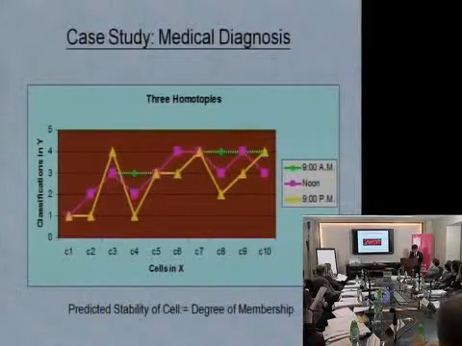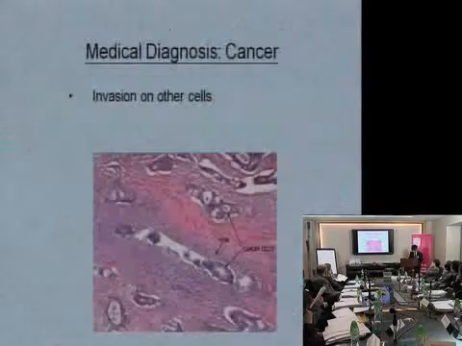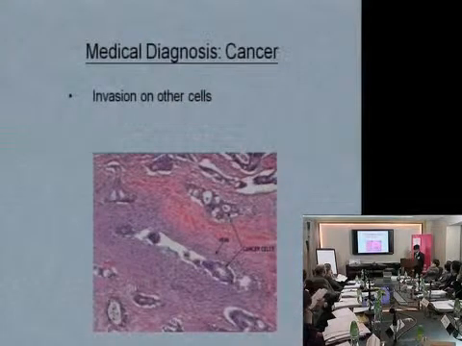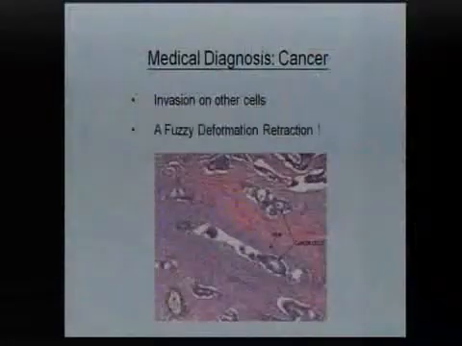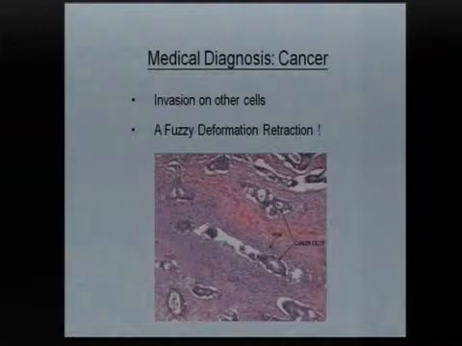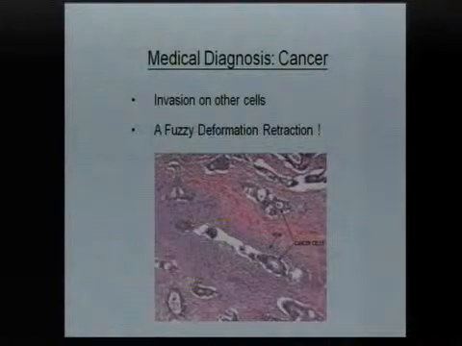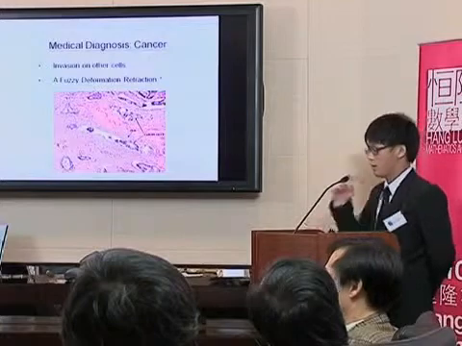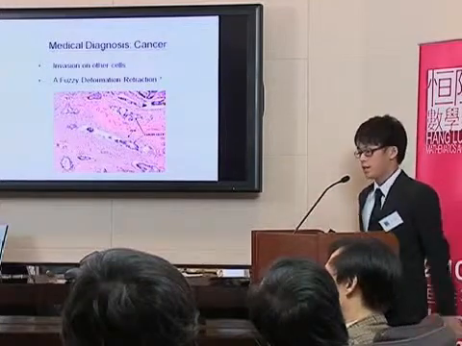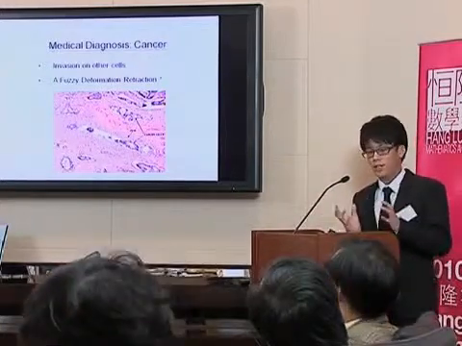Well, when saying cancer, it is worthwhile to say that invasion of cancer cells on other cells is actually a fuzzy deformation retraction of the set containing the cells. Since other cells may be changed to cancer cells, geometrically it is a retraction.